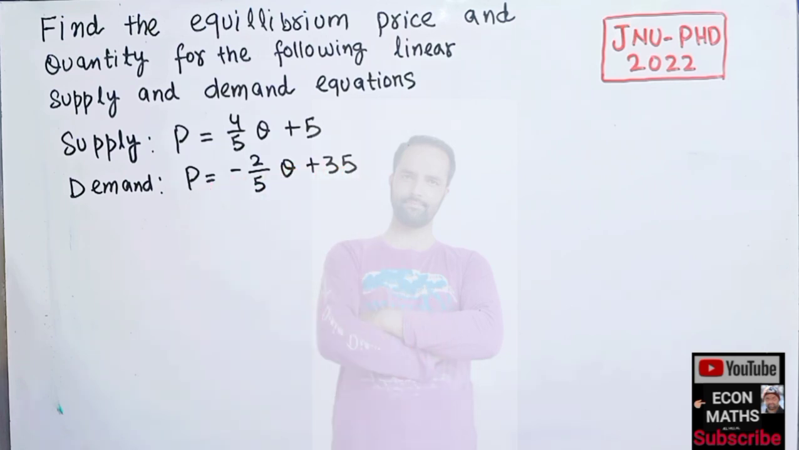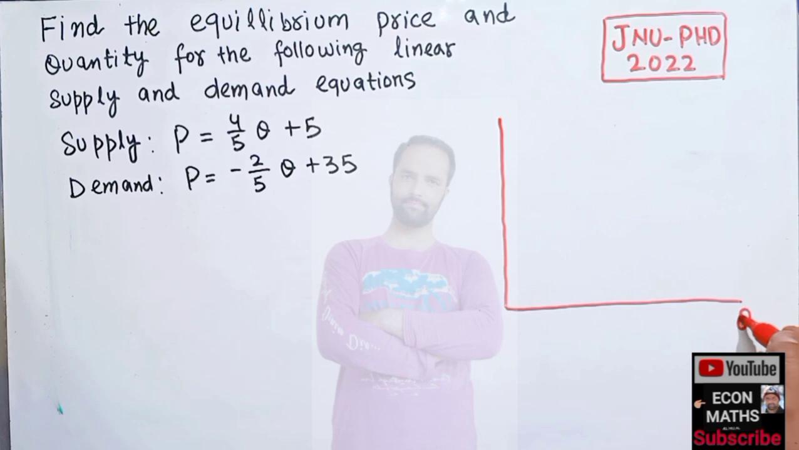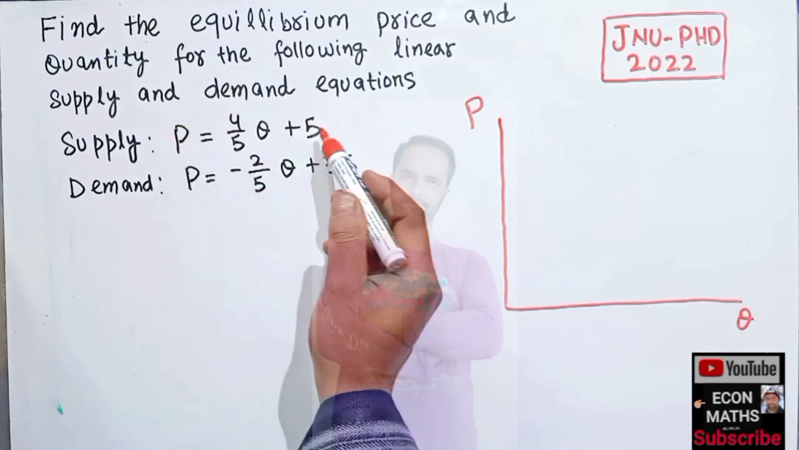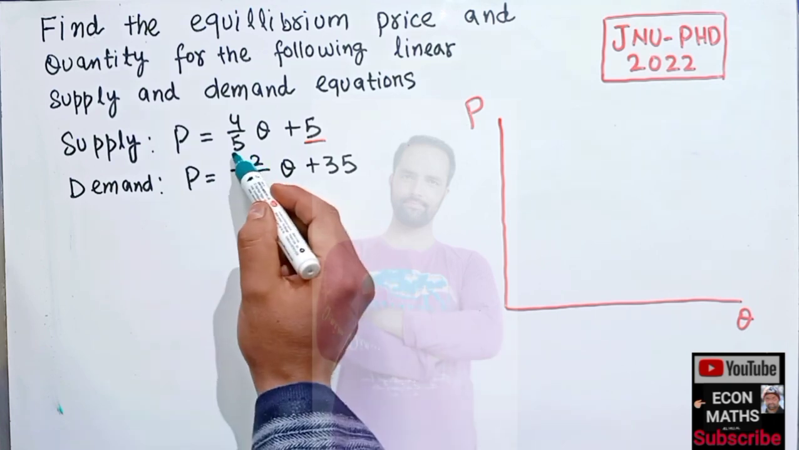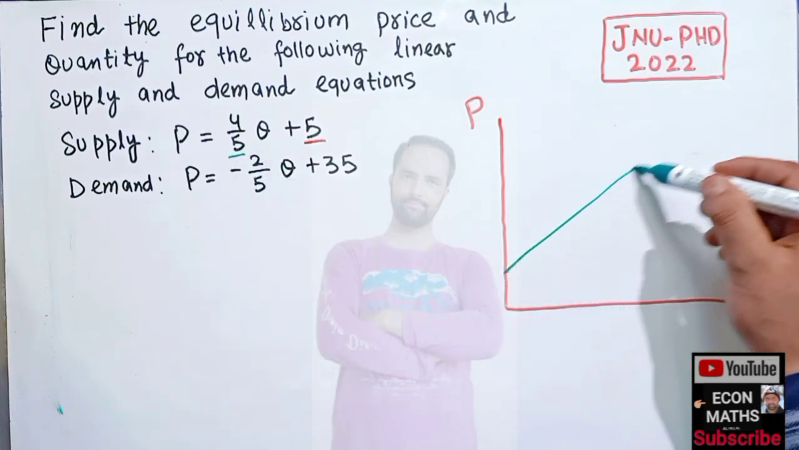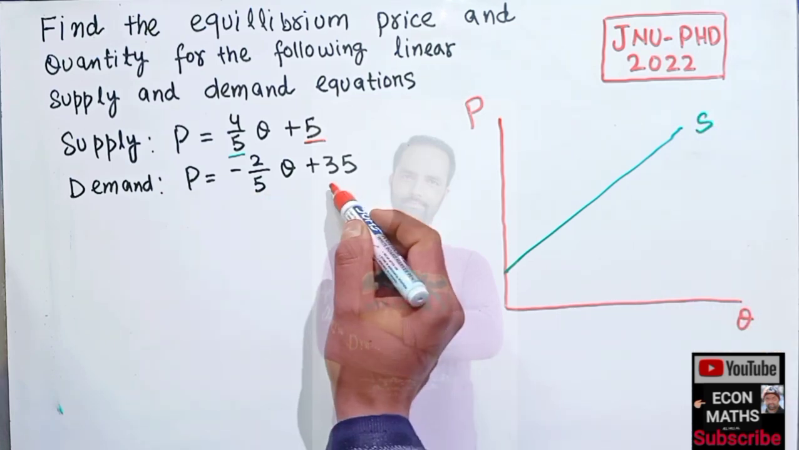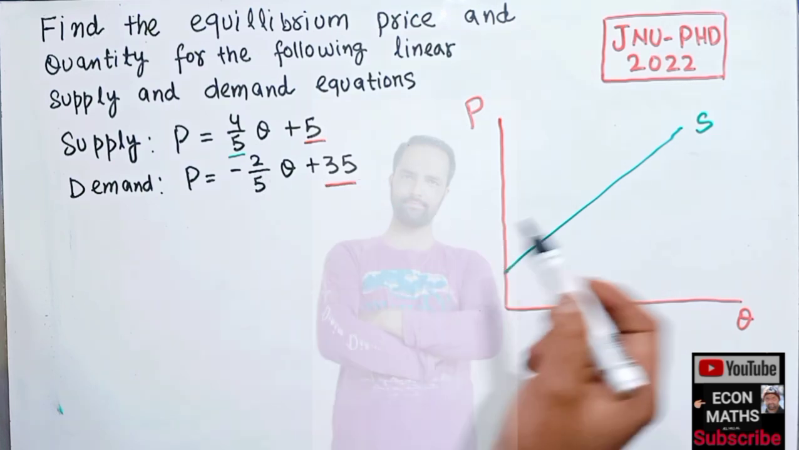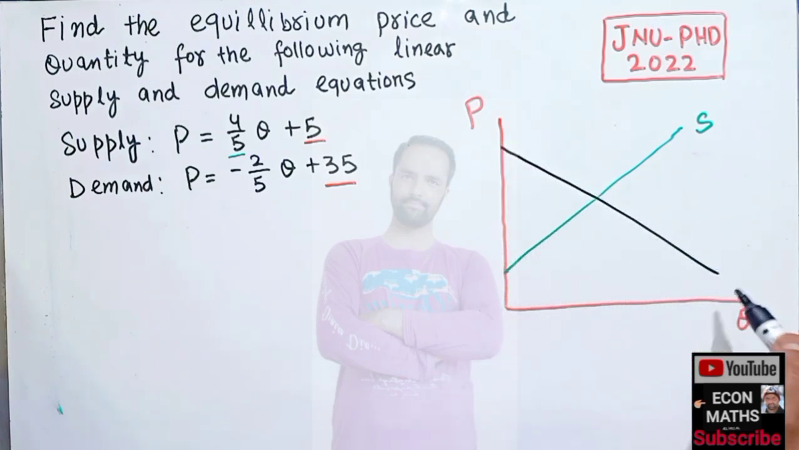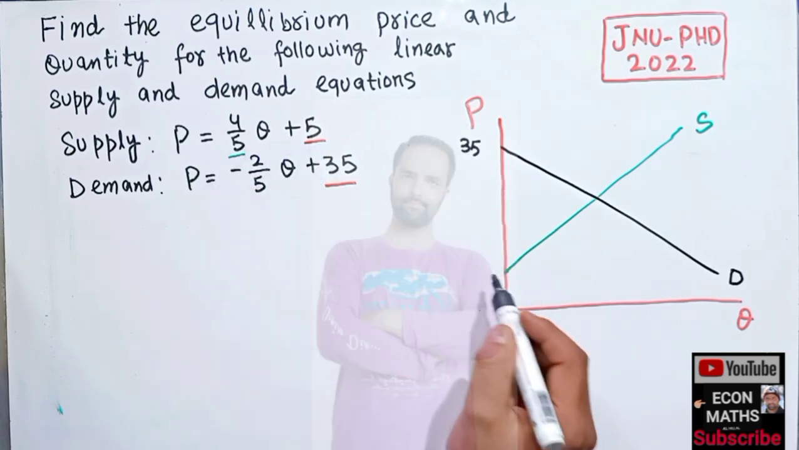Okay, so let's first draw the graph to make it more clear. We have quantity on the horizontal axis and price on the vertical axis. We have the supply function, whose vertical intercept is 5, and it has a positive slope, so it will look like this. And we have the demand function, whose price intercept is 35 and which has a negative slope, so it will look like this. The vertical intercept is 35 for demand, and for the supply function we have 5.